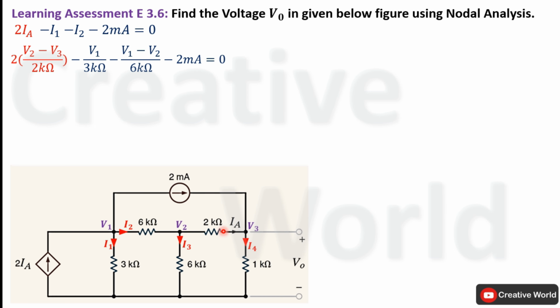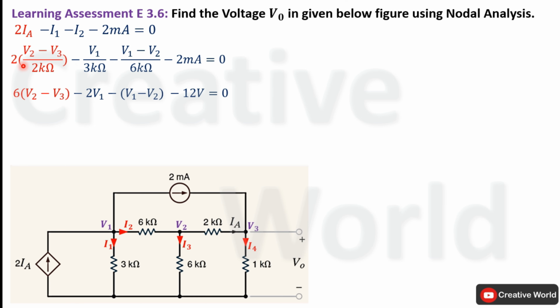Similarly, current IA is flowing from node V2 to V3. So the value of current IA will be equal to V2 minus V3 divided by 2 kilo ohm. Now we have replaced all these current variables with their respective equations. In order to solve this equation, we have to omit all denominator values. The highest value in denominator is 6 kilo ohm, so we will multiply this equation on both sides with 6 kilo ohm in order to omit all denominator values.